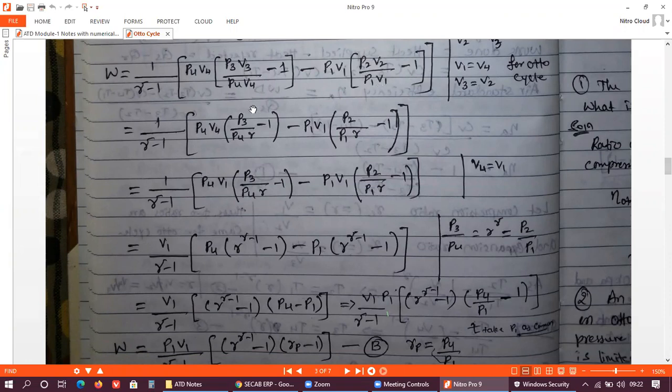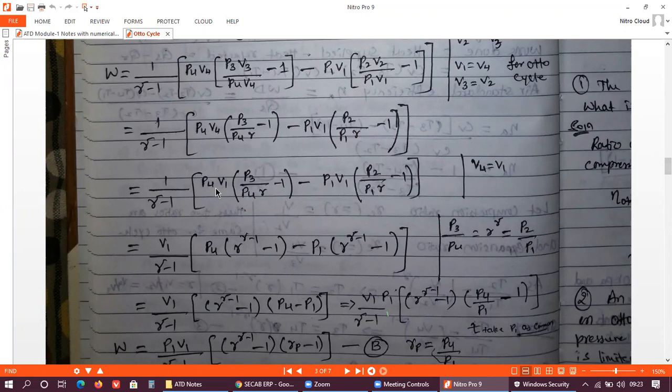V1 by V2 is the compression ratio, right? So as you can see here, V3 by V4 has been replaced by 1 by R. And similarly here, V2 by V1: since R is equal to V1 by V2, we have replaced it by 1 by R. Okay. So this is how we have modified it. We have introduced the compression ratio R parameter here in the denominator. Everything remaining stays the same.